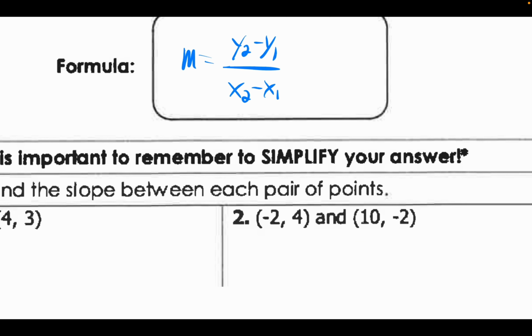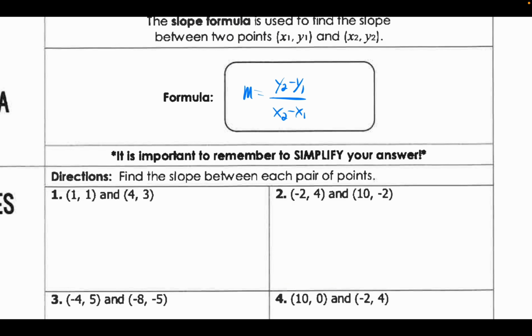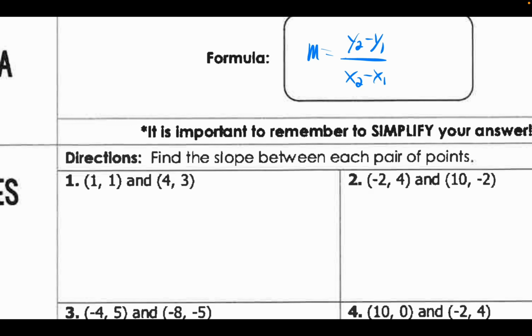Now, as we work through these, remember that it is important to simplify your answer. That's why it's in all caps with an exclamation at the end and in bold with asterisks on the side. So very, very important here. And so we're supposed to find the slope between the pairs of points.